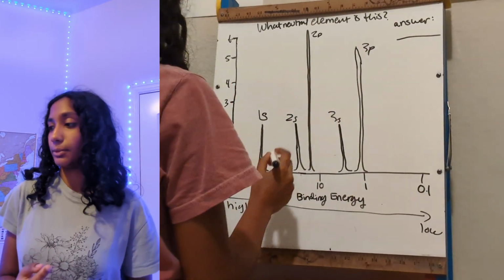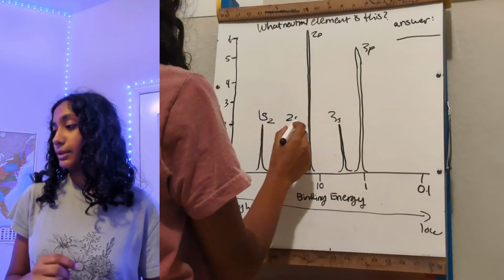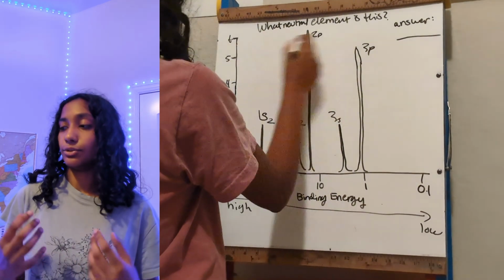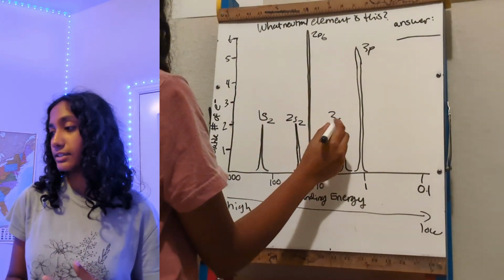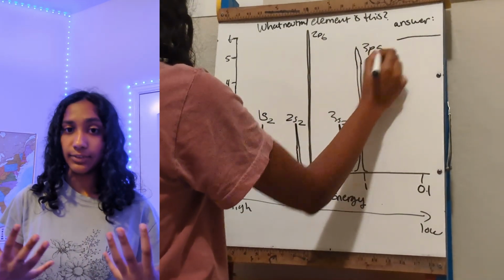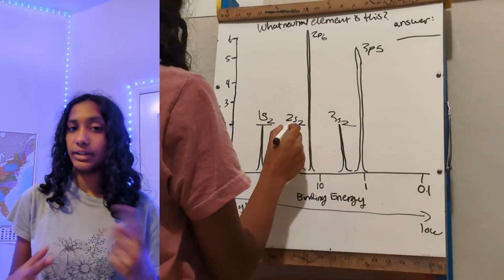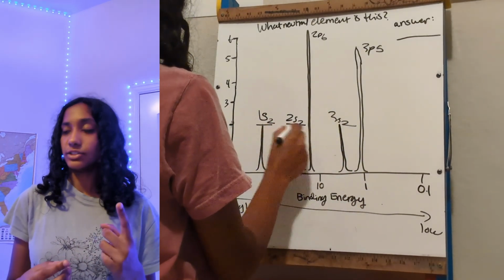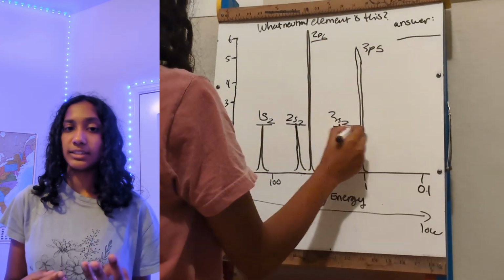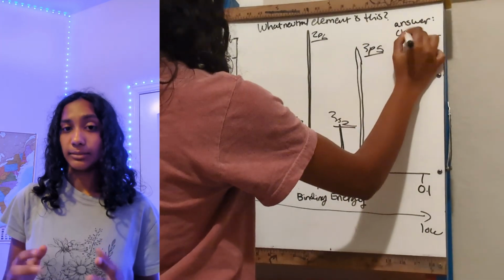Now let's look at the height of our peaks. The 1s subshell has 2 electrons, the 2s subshell has 2 electrons, the 2p subshell has 6 electrons, 3s subshell has 2, and 3p subshell has 5. So this atom's electron configuration is 1s2, 2s2, 2p6, 3s2, 3p5, indicating that the element is chlorine.